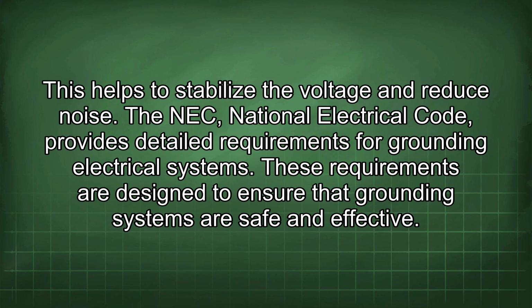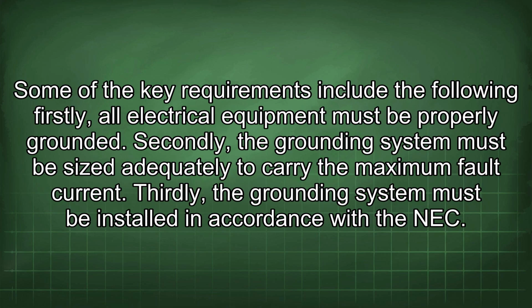The NEC, National Electrical Code, provides detailed requirements for grounding electrical systems. These requirements are designed to ensure that grounding systems are safe and effective. Some of the key requirements include the following. Firstly, all electrical equipment must be properly grounded. Secondly, the grounding system must be sized adequately to carry the maximum fault current. Thirdly, the grounding system must be installed in accordance with the NEC.